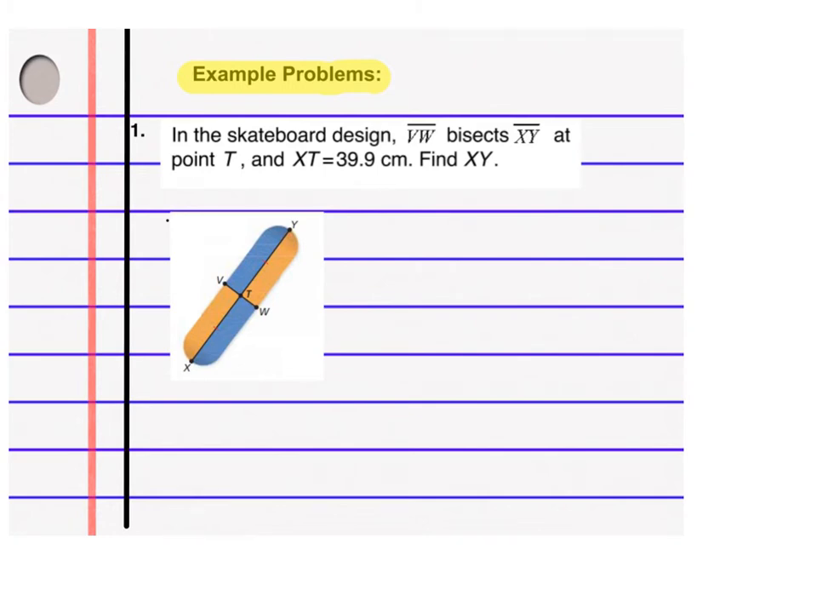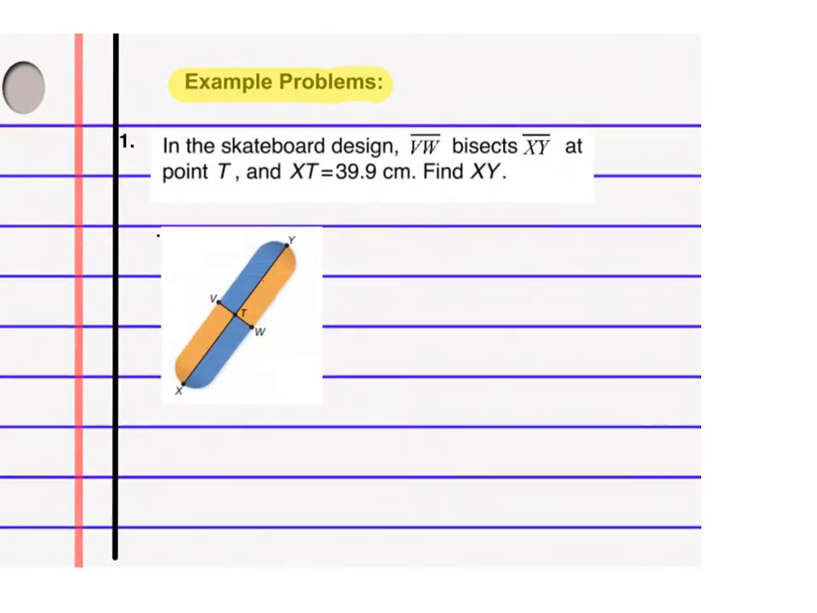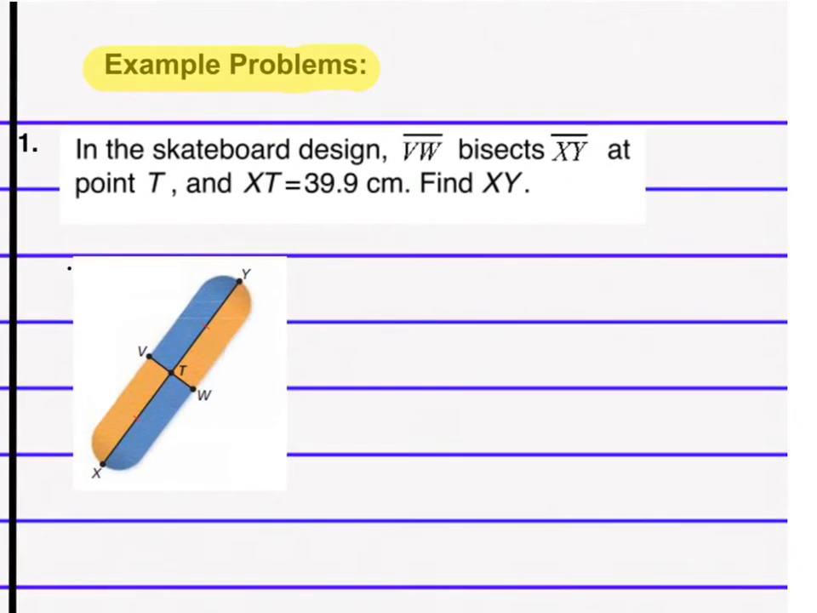All right, example 1. So pause the video if you need to set it up. In the skateboard design, line segment VW bisects XY at the point T, and XT is 39.9 centimeters. Find XY. So let's see what we know here. So it's a little hard to see. I'll zoom in a little bit here. But there are these red tick marks. Whoops, I'm on highlighter mode. There are these red tick marks.